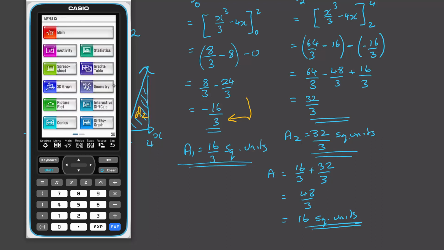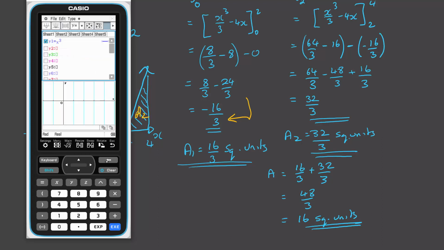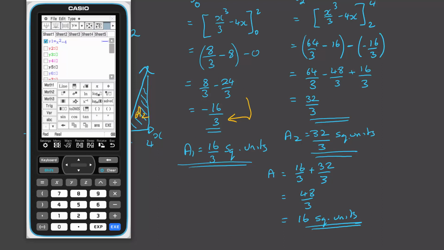So why does that work? Well, let's have a look. First of all, let's put in our x squared take away 4. And let's graph that. So that's like the sketch we had before. And now let's put in the modulus of x squared take away 4. So that's going to come up in red.